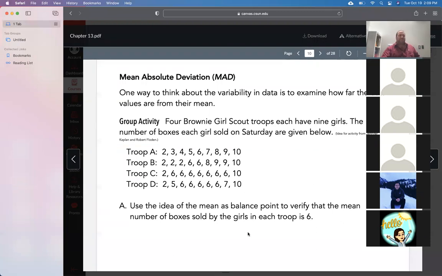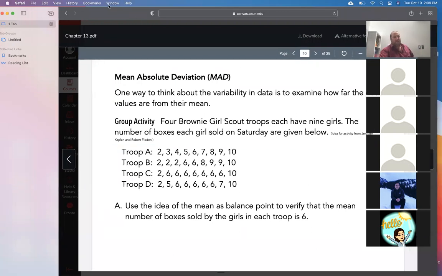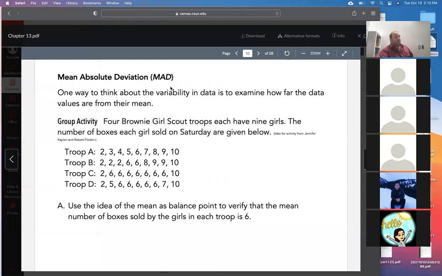Okay, so last time we talked about the mean absolute deviation as a measure of variability. We know how to find the mean, which is the balance point. We did that last time and we saw that each of these had a mean of 6. So the mean of all of these is 6.